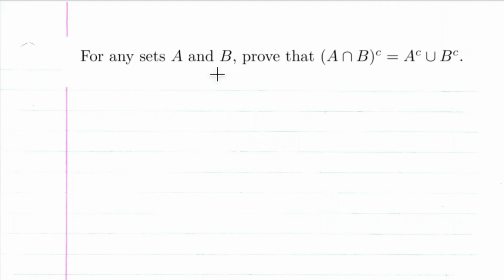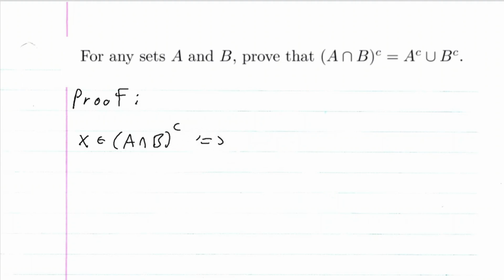Okay, so for any sets A and B, we want to prove that (A intersection B) complement is equal to A complement union B complement. So let's go ahead and start the proof. So we have that X is an element of (A intersection B) complement.